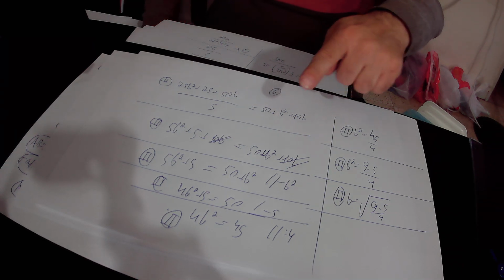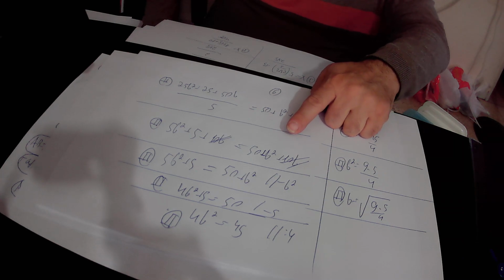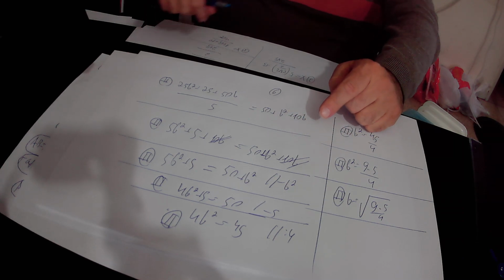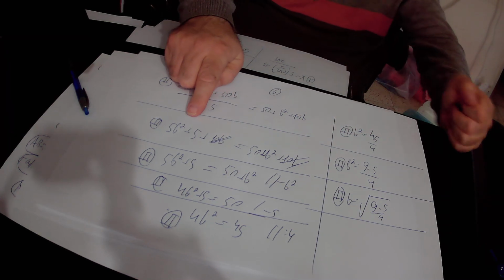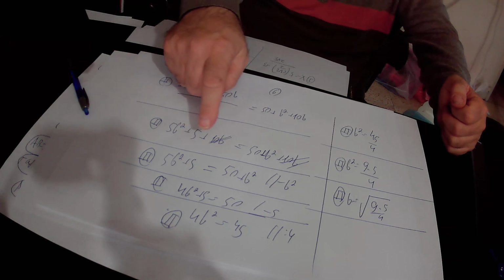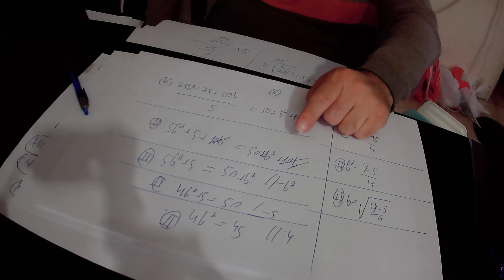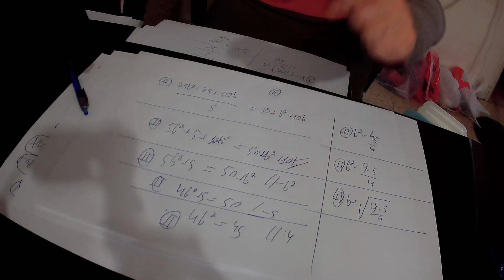That is equal to 50 plus b squared plus 10b. So here we have 10b on both sides of the equation, so 10b will get cancelled. After we cancel 10b, on this side of the equation we are left only with 5b squared plus 5, and on the other side of the equation we are left only with 50 plus b squared.